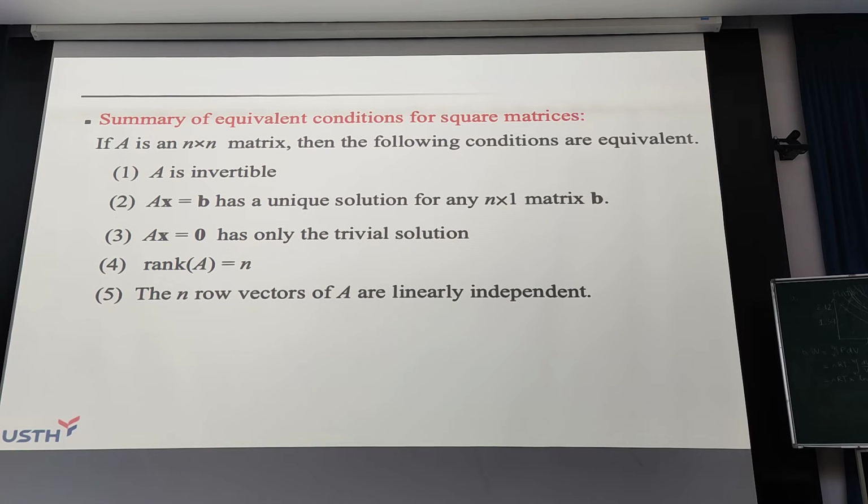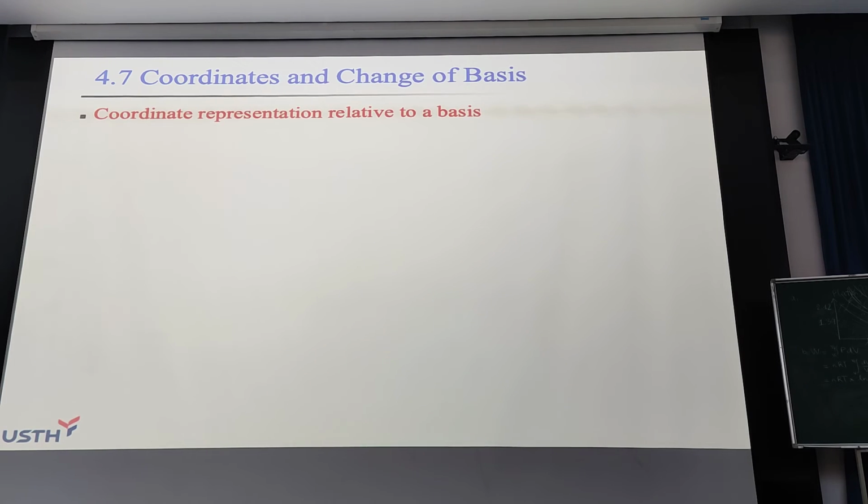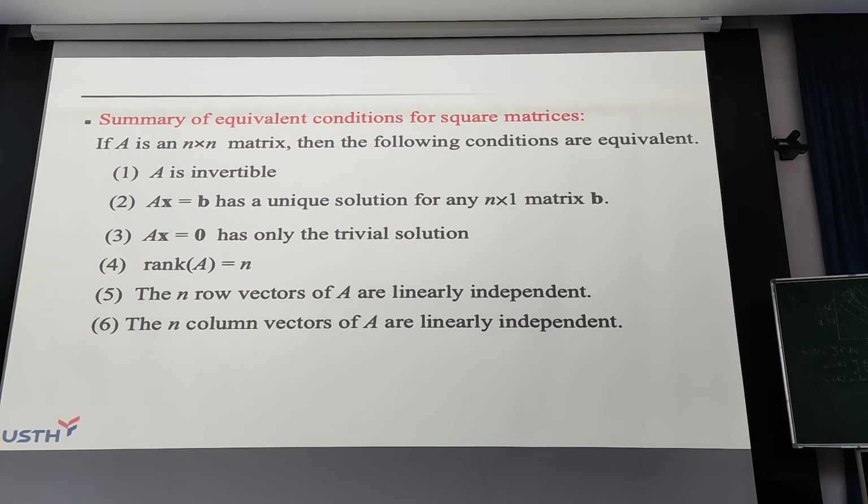And that is equivalent to the fact that the n row vectors of A are linearly independent, or the n column vectors of A are linearly independent. And, oh, sorry, I forgot to write one more thing. That is it: the determinant of A is non-zero.